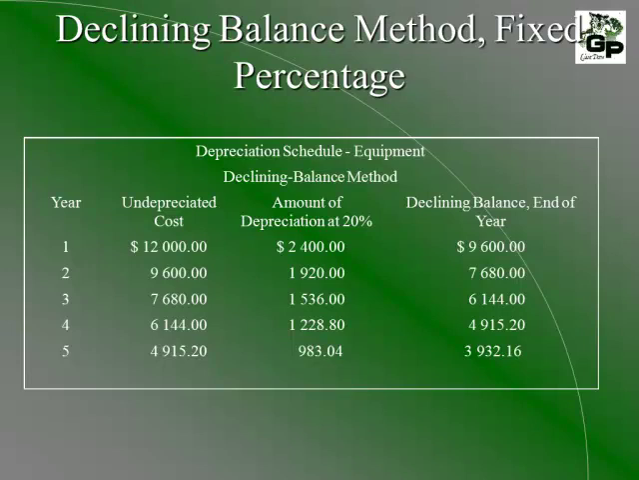$7,680. This amount is transferred to the beginning of year 3, and we do the calculations for year 3, 4, 5, and so on and so on. And you'll notice that the declining balance at the end of each year reduces less from year to year.